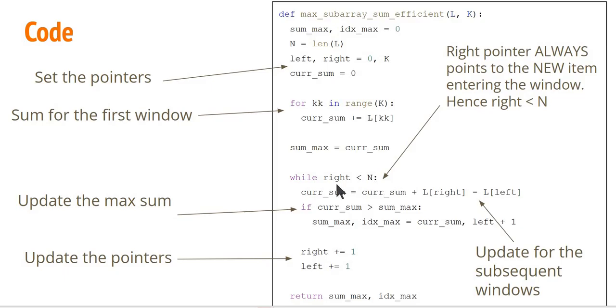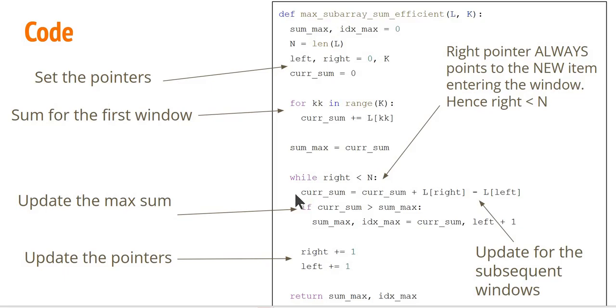Now think about it, this is actually very interesting. Once the initial window has been computed, the right pointer is pointing to the item that is entering the window. The last item that can enter the window, the last index, is clearly n minus 1, which means I must run this while loop while right is less than n. The largest value possible is n minus 1 because I'm going to increment right by 1. So this less than is important, this n is important.